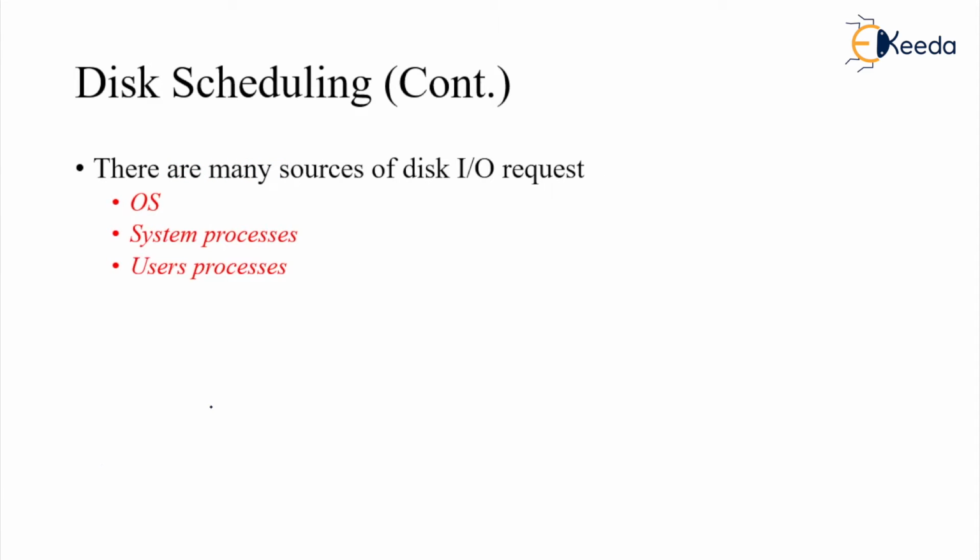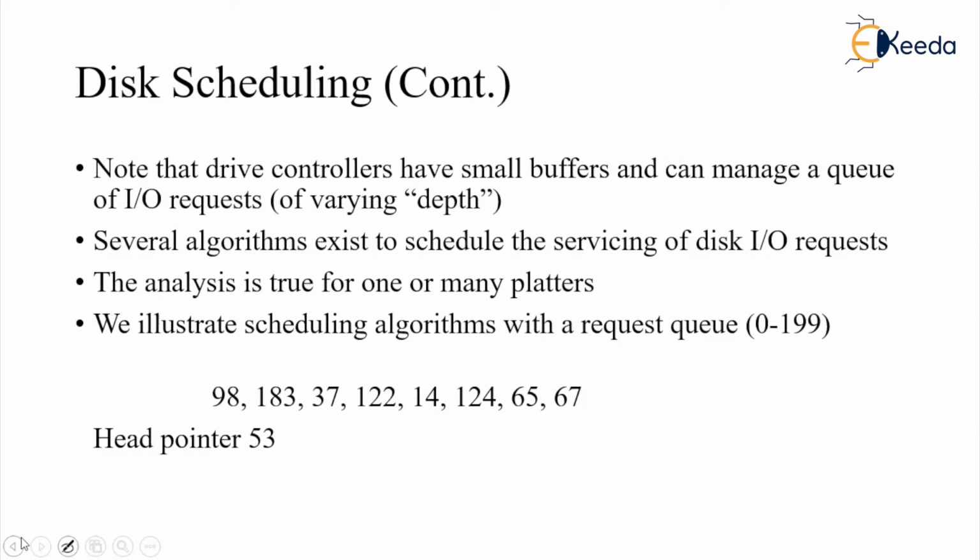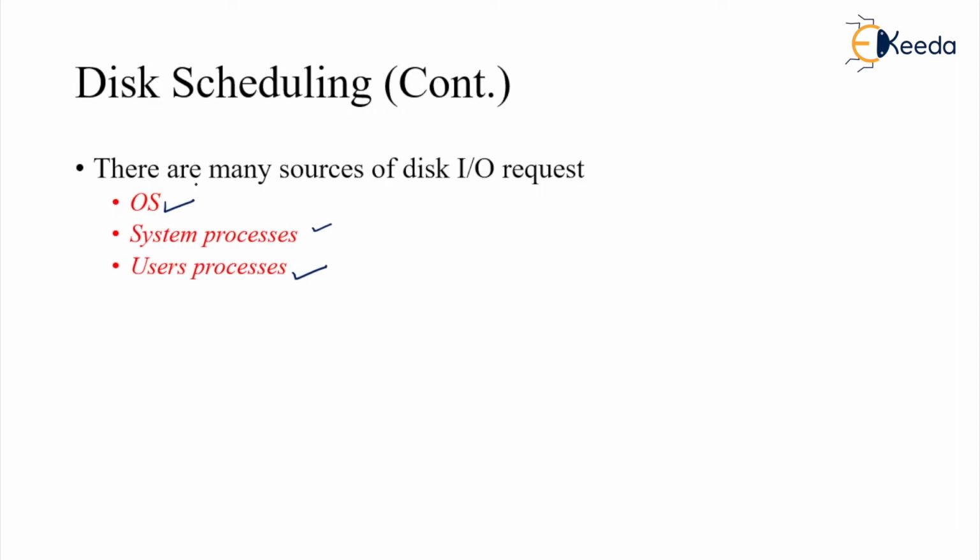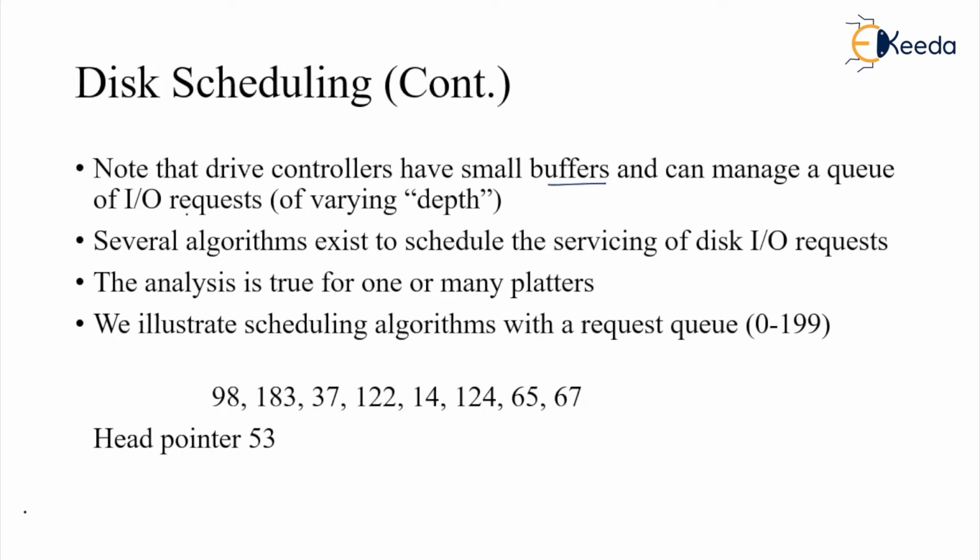There are many sources of IO requests. The operating system, system processes and user processes can all make IO requests. Note that the drive controller has small buffers that can manage a queue of IO requests, because several operating system processes and user processes are waiting for IO, so it can make a very small queue. Several algorithms exist to schedule the servicing of IO requests. The analysis is true for one or more platters.